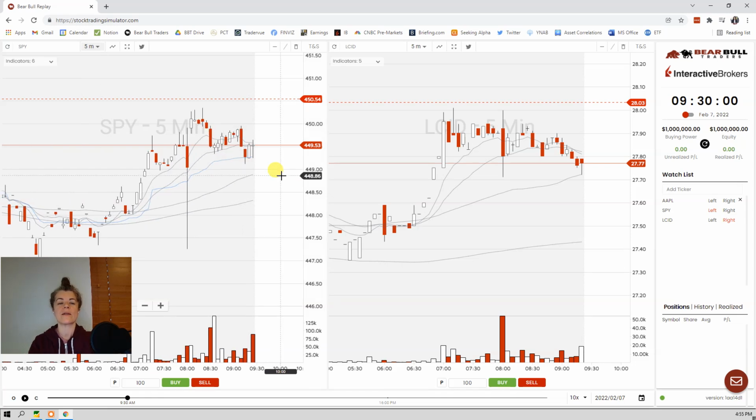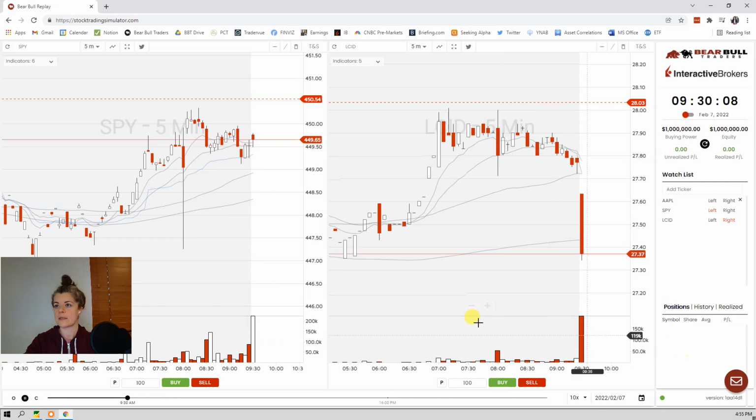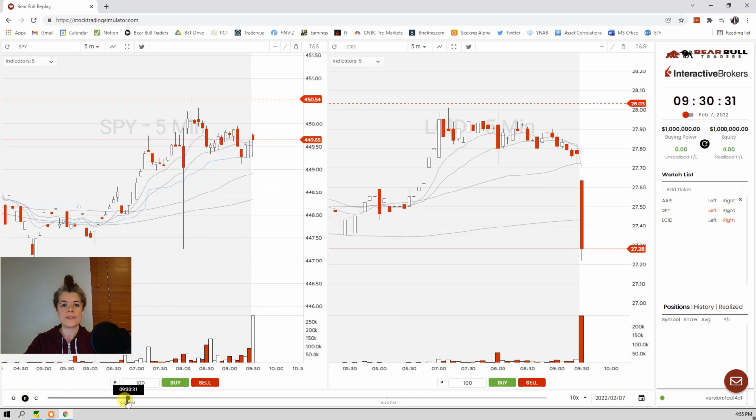I like to play areas. And then what I usually do is 10% of the ATR for my stop, so that gives it a little bit of wiggle room. So I've got this area up there, and I've got this area on LSID. Let's just hit play and get it going. I've got it at 10 times speed, so that's fun.